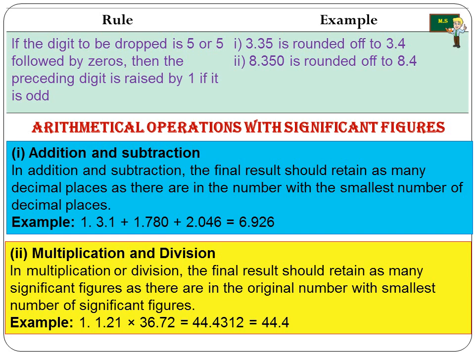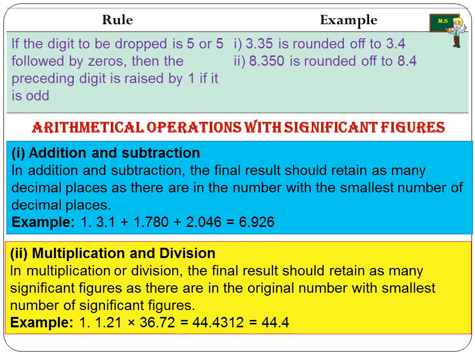the smallest number of decimal places. First one, 3.1 plus 1.780 plus 2.046 is equal to 6.926, because the 046, the 780 and the 1 are added equally, then the 2, the 1 and the 3 are added equally. That's why we get 6.926.